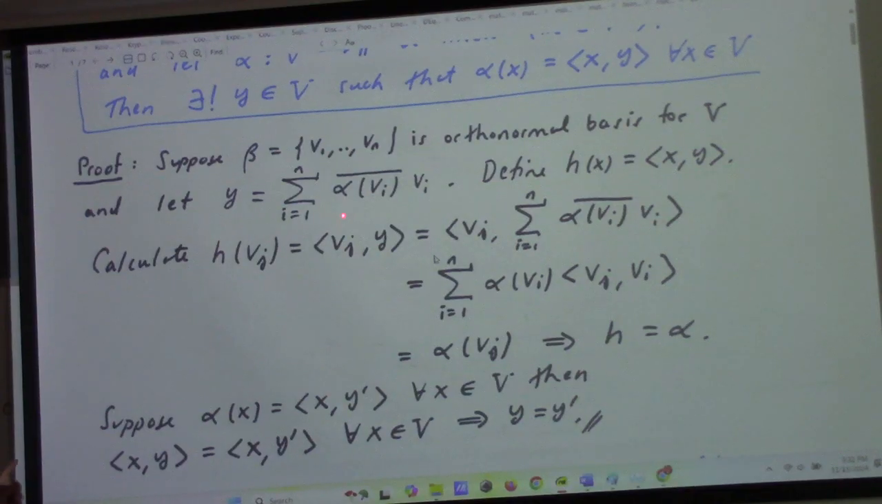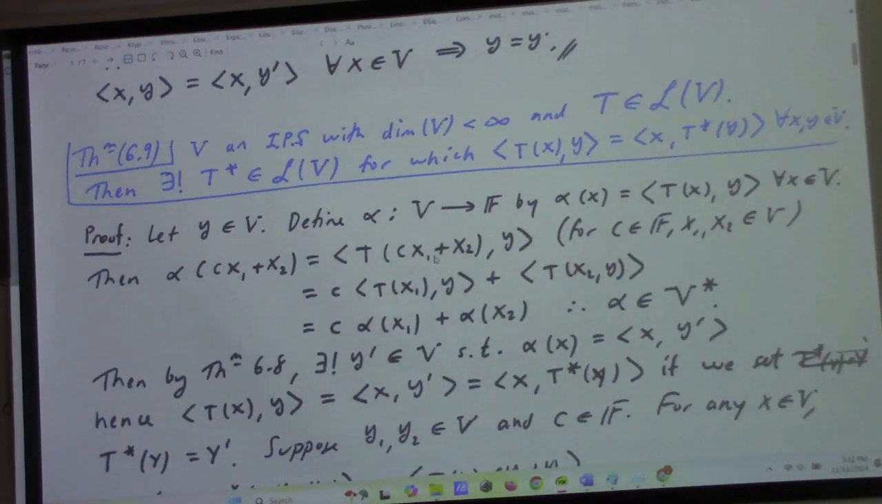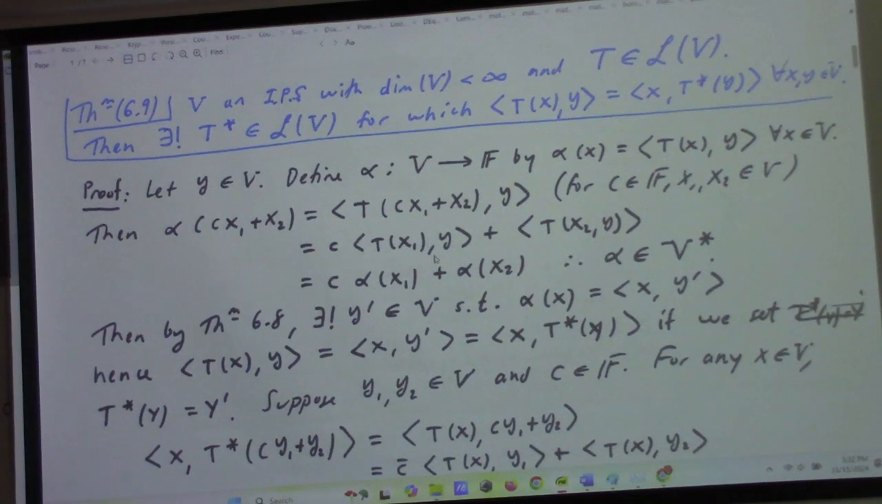So we let y be the sum of the conjugate of the value of the dual vector at v_i, times v_i. That's how we build the vector y. We plug it in, define h like so, and do the calculation. We did this decently. That gives us that h is equal to alpha because it agrees on a basis, right? If two linear transformations are equal on a basis, then they're the same transformation. If we had another choice for y, say y prime, then you would have <x, y> equal to <x, y prime> for all x, but then by the cancellation property for the inner product, that implies y equals y prime. So there's your uniqueness.